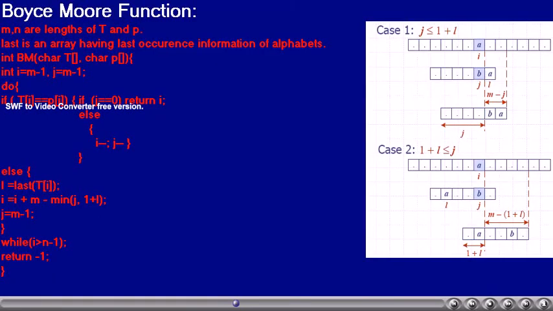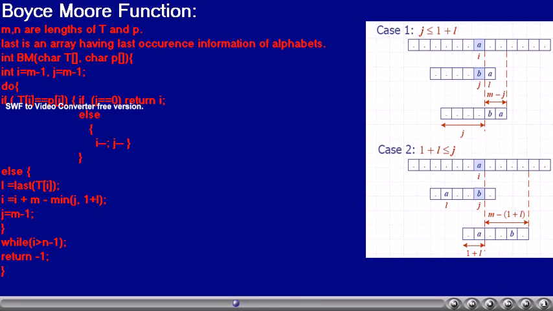The Boyer-Moore algorithm can be carried out as above. We consider as usual the string T is a string in which we want to search for the string P, and we assume that their lengths are n and m respectively. Now we take an array. We assume that an array last contains the last occurrence information of the alphabets in the given string P.